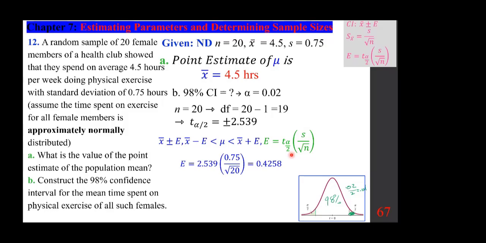That's why it's important to write the given. When we go with the formula, we know what we are putting in. And now we are going to subtract and add this number to X bar, resulting in the following. So based on our data, we are 98% confident that the true population mean is somewhere in between. So based on our data and our calculation, we are 98% confident that the population mean is between these two values.